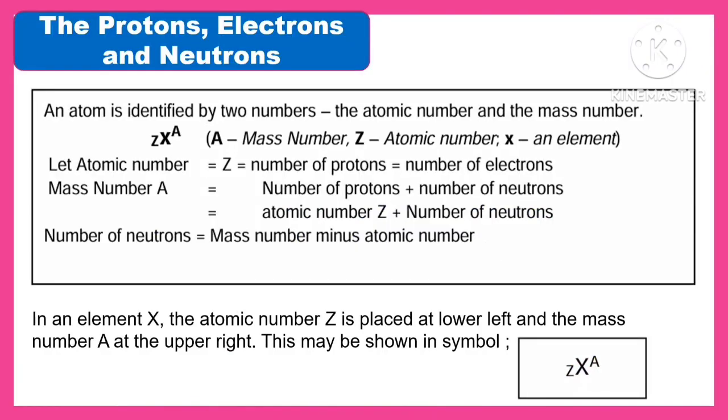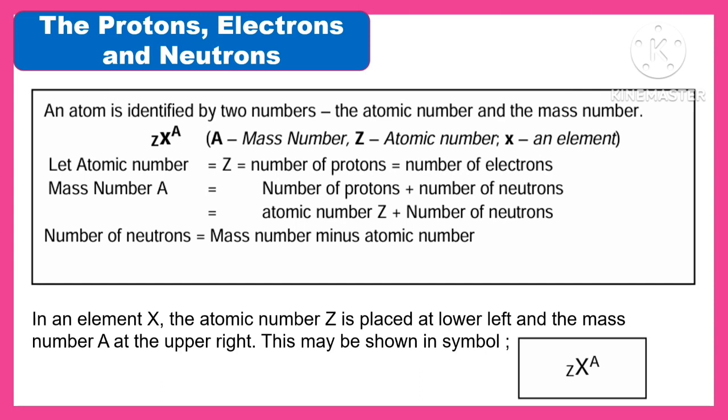An atom is identified by two numbers, which are the atomic number and the mass number. It can be written using the formula ᴬZX, in which A is the mass number, Z is the atomic number, and X is the element. So the atomic number is equal to Z. This is the number of protons and the number of electrons.